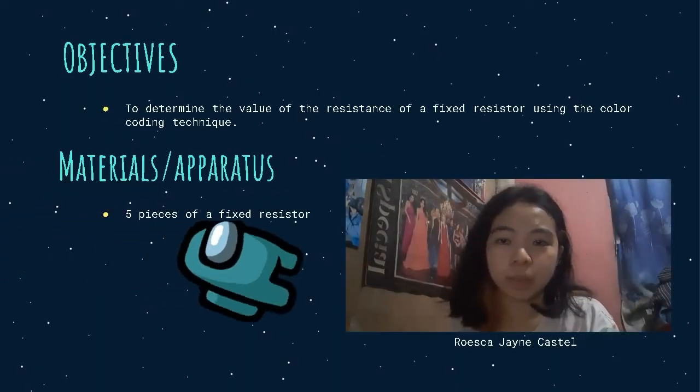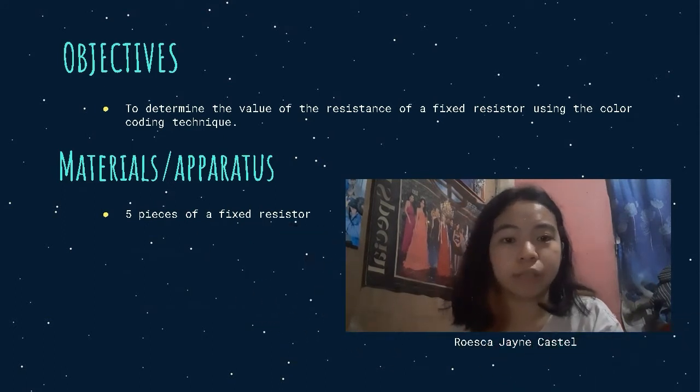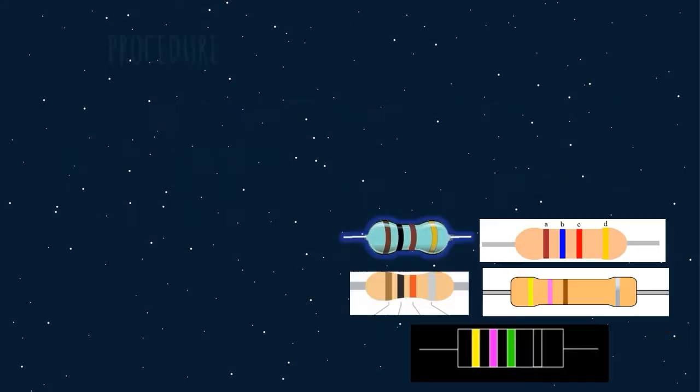The objective of this experiment is to determine the value of the resistance of a fixed resistor using the color coding technique, and the materials used for this experiment are 5 pieces of fixed resistor.